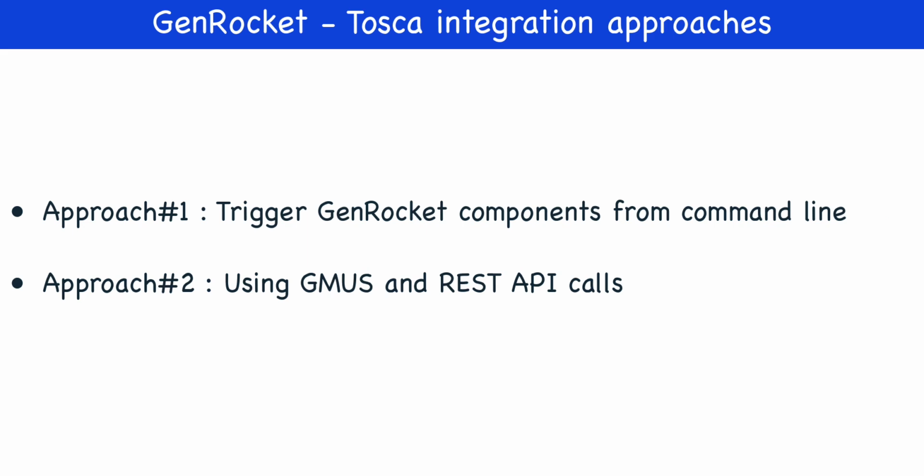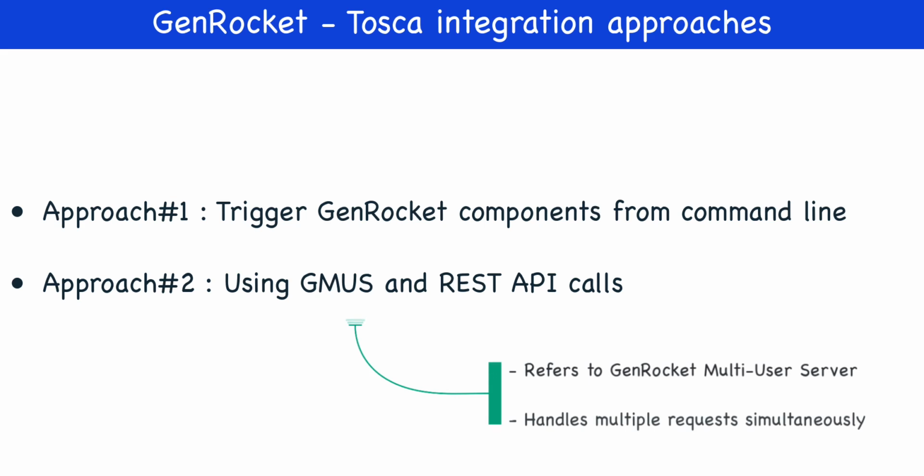Although GenRocket provides multiple ways of integration, in this video, we are going to focus on 2 primary ways. First option, triggering the GenRocket components from the command line. Option 2, using GenRocket multi-user server and the REST calls. GMUS refers to GenRocket multi-user server, designed exclusively for applications like Tosca to integrate with GenRocket. It allows multiple user requests to run GenRocket components and generate synthetic data simultaneously.